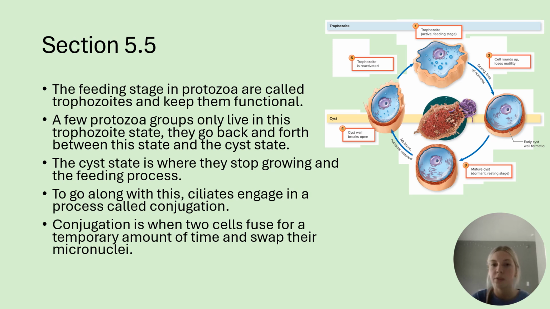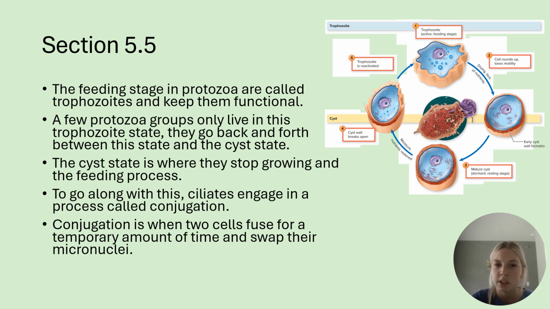We're still on 5.5. The feeding stage in protozoa is called the trophozoite, and it keeps them functional. A few protozoa groups only live in this trophozoite state, while others go back and forth between that state and the cyst state, which is going to be explained. The cyst state is where they stop growing and stop the feeding process.